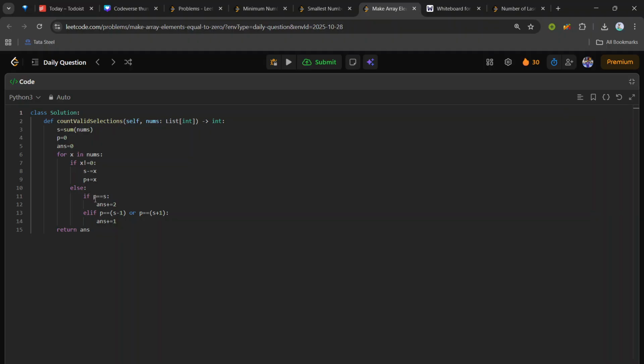But if it is 0, we check if prefix is equal to suffix, then our answer increases by 2. Why? Because you can either go left or you can go right. But if on any one side there is a difference, an absolute difference of 1, then answer increases by 1, because you can move in the particular direction in which the sum is one more than the other side. So you have one valid way from that. Finally we return the answer. So that is the solution for this.